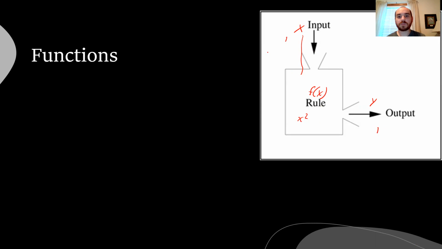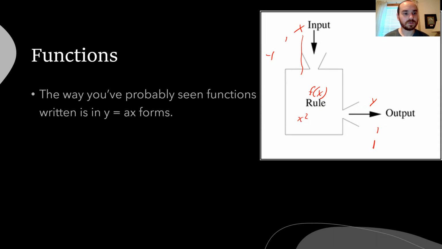Notice we only get one possible option. Now, interestingly, if we put -1 in, we square that, we also get 1 out. That doesn't make a difference here. That still is a function, but we will also talk about how to check whether something is a function more in a little bit. So the way you've probably seen functions written is that y equals ax form.